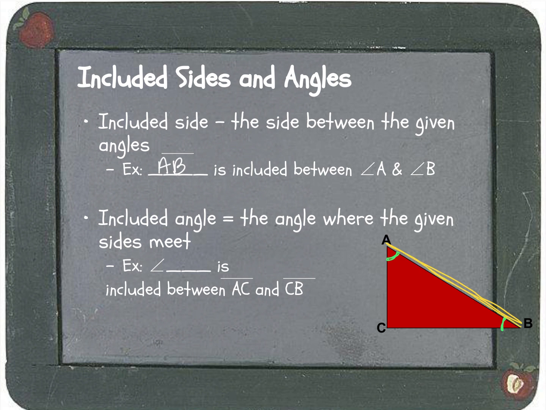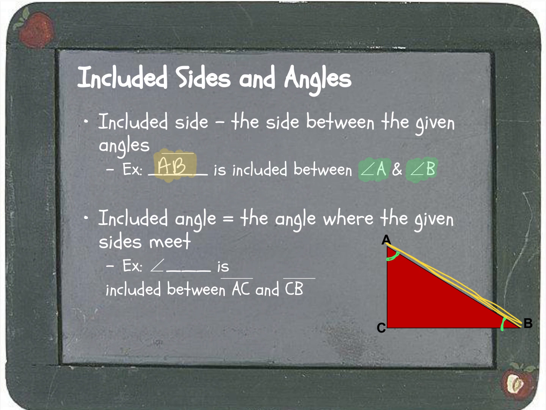So I'm going to highlight them: angle A and angle B, and this is the side we're talking about. So it's between two given angles. That's an included side. Now we're going to look at included angle: the angle where the given sides meet.